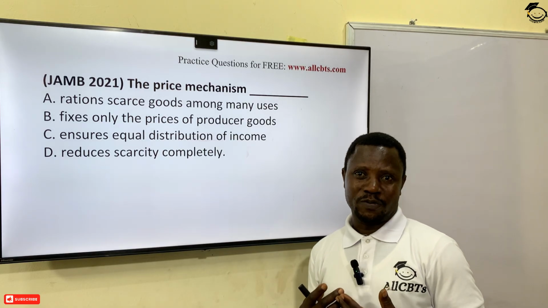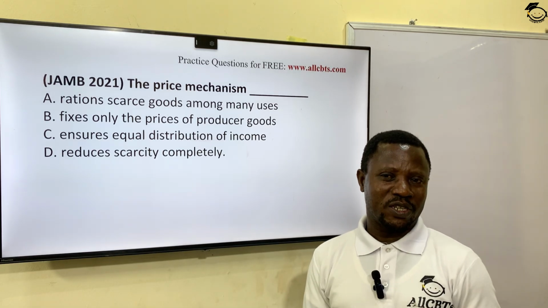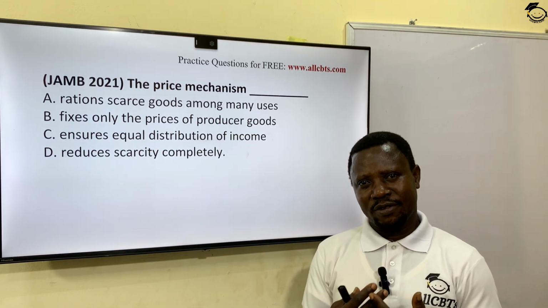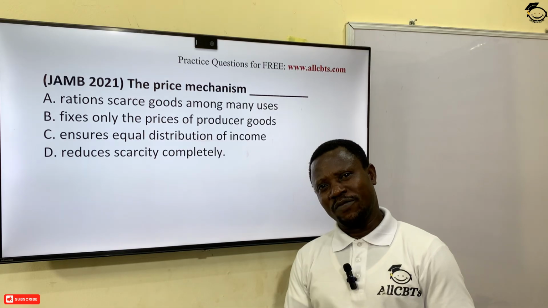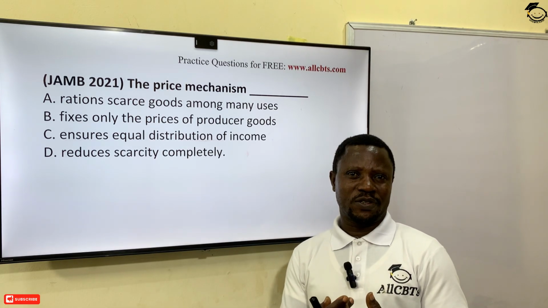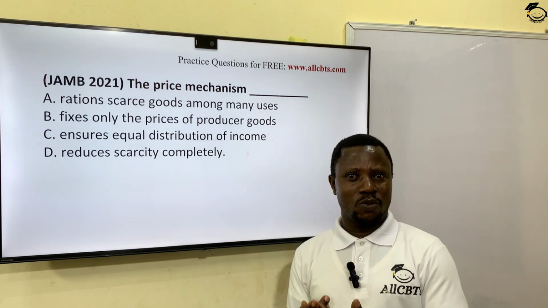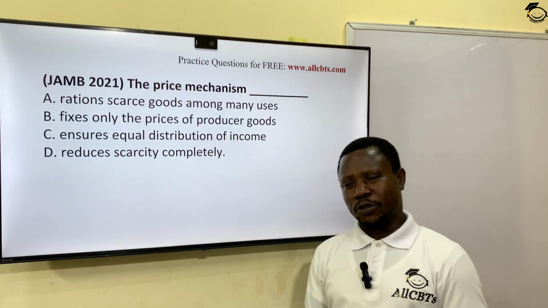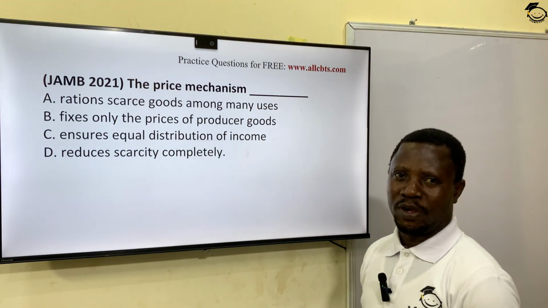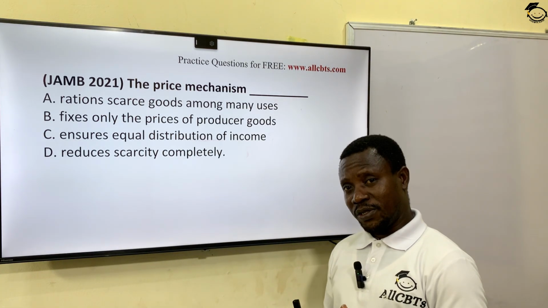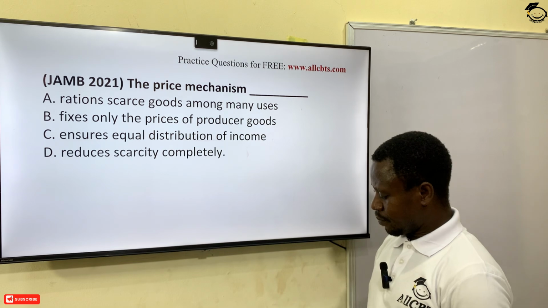Why do you have this price mechanism? Because the major problem why we study economics is that we have limited resources chasing after unlimited wants. And that is why we have to design a way by which such available resources can be properly and judiciously utilized for the best alternative, which led to what? Making of choice and, of course, opportunity cost. So the best answer to this is rations scarce goods among many uses. The goods or the resources are scarce, so we have to make sure we apply them for the best uses. Okay? The next question.